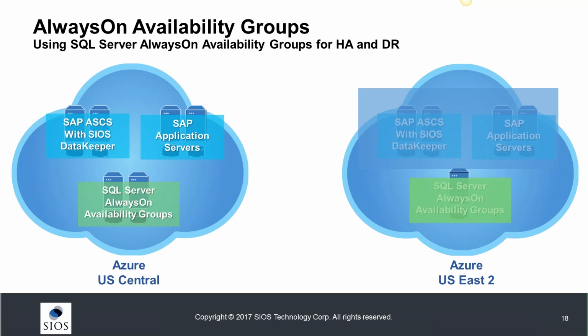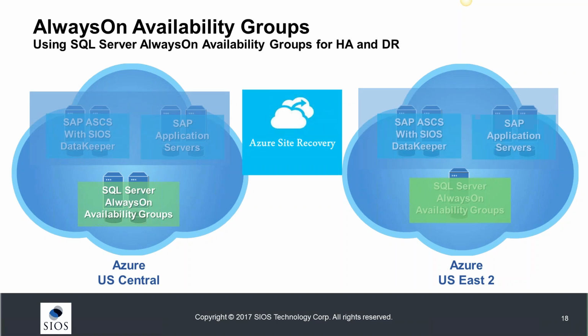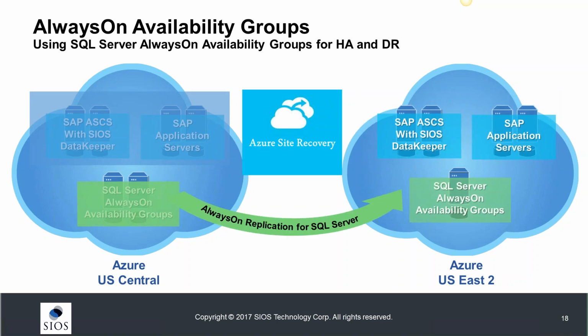So again, in picture form, we'll talk about the 3 options that we're discussing here today. So option 1, always on availability groups. Essentially, just like you know and love today, use SQL Server always on availability groups for high availability locally. So in the US Central, you see I have a 2-node cluster using availability groups. That's doing synchronous replication, automatic failover, and then I'm replicating to the US East with always on availability groups doing asynchronous replication. So the recovery point objective is really good.